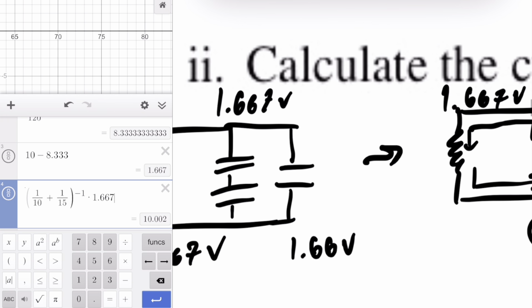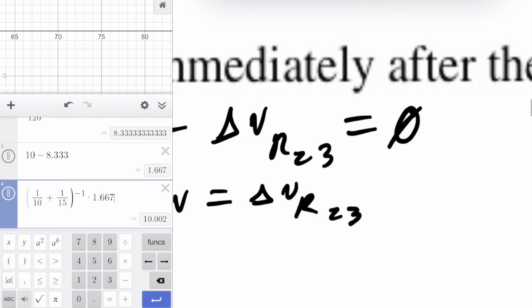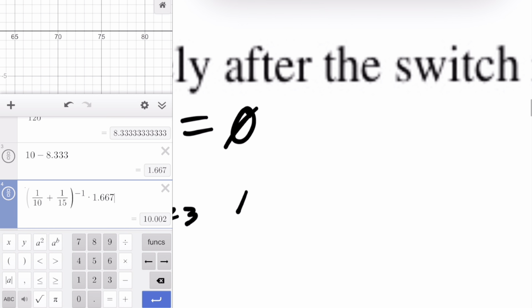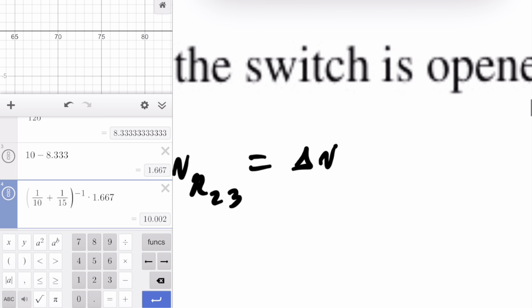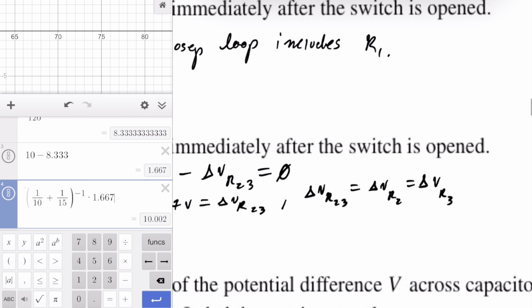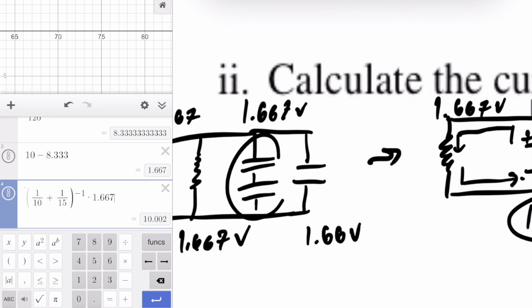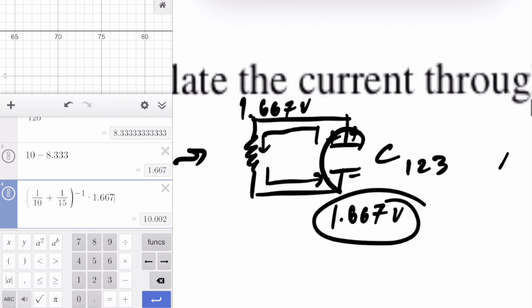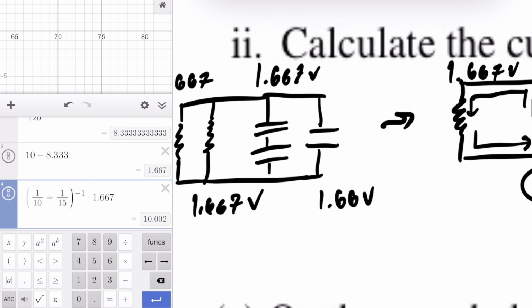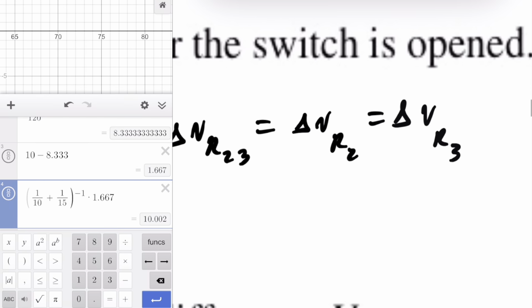And since R2 and R3 are in parallel, I can essentially say delta V R23 has to equal delta V R2 and delta V R3, right? And that's the same thing that we did earlier. This voltage has to equal this voltage, which has to equal this voltage. Things that are in parallel will have the same voltage. I'll just keep repeating that, right?